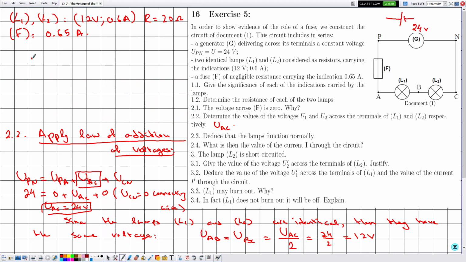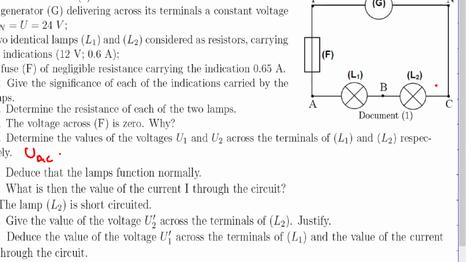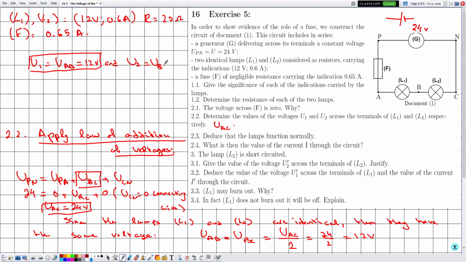So in this case, U1, which is equal to the voltage UAB, is equal to 12 volts, and U2, which is equal to the voltage UBC, is equal to 12 volts as well. So this is 12 volts and 12 volts.